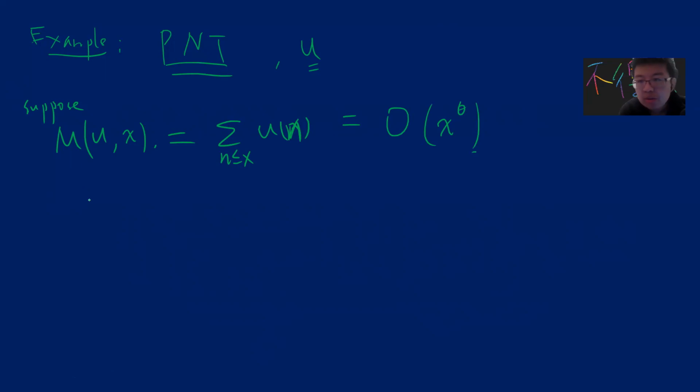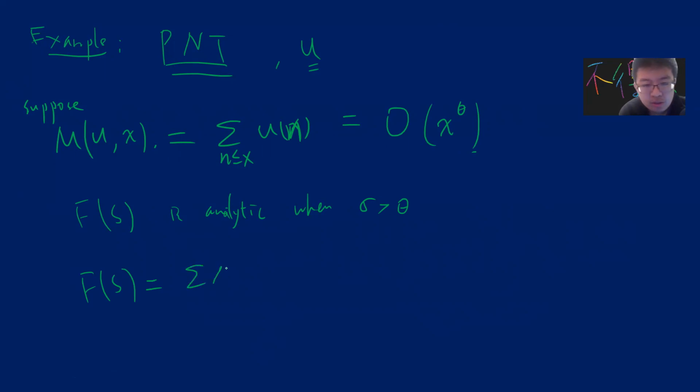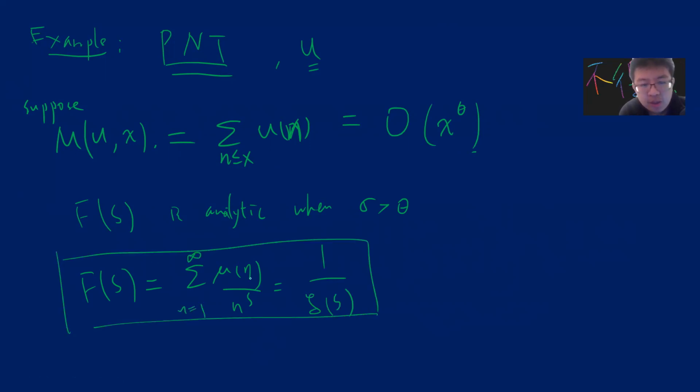What it tells you is that this f of s is analytic when sigma is greater than theta. And a very simple calculation by Dirichlet series shows that f of s is obviously 1 over zeta of s. Which tells you that f of s is analytic when sigma is greater than theta.